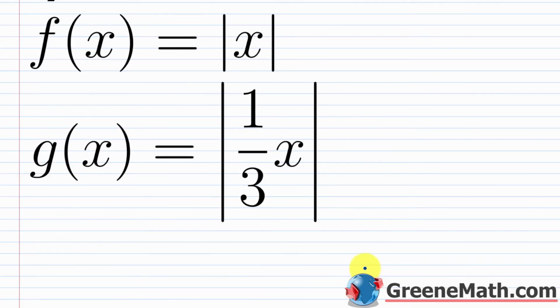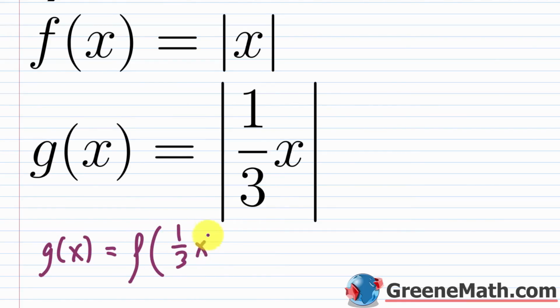So when I see a problem like this, the first thing I would try to do is rewrite my g of x in terms of f of x, and then just think about the formulas that we learned in the lesson. So I see that for this one, I have the absolute value of 1/3 x. And for this one, I just have the absolute value of x. So this 1/3 x is being plugged in for x in this function f of x. So in other words, I could say that g of x is equal to f of 1/3 x.